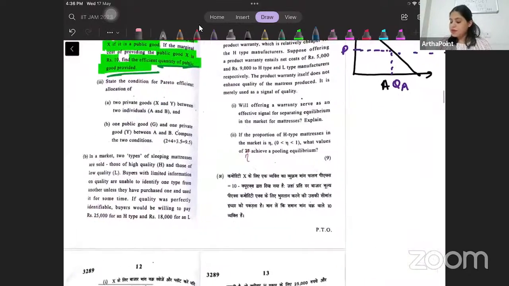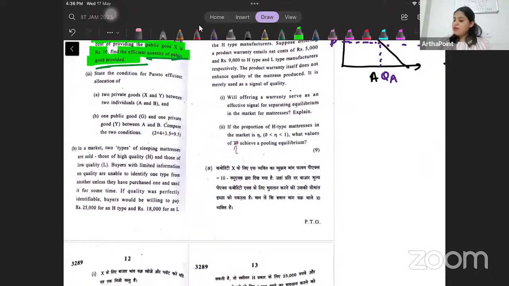Iska next part dekhte hain. So in a market, two types of sleeping mattresses are sold, those of high quality and those of low quality. Buyers with limited information on quality are unable to identify one type from another, unless they have purchased one and used it.